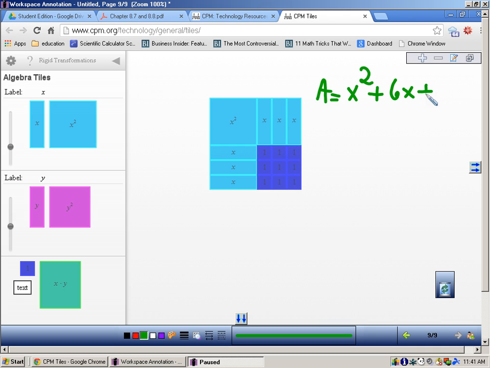Okay, I think I'm starting to see a little pattern here. If you look at the side length, you get the x, and you got the 3 x's. If you double that, you get the 6x, and then half of that 6x is 3x again, and 3 times 3 is 9. So I'm starting to see a pattern here.